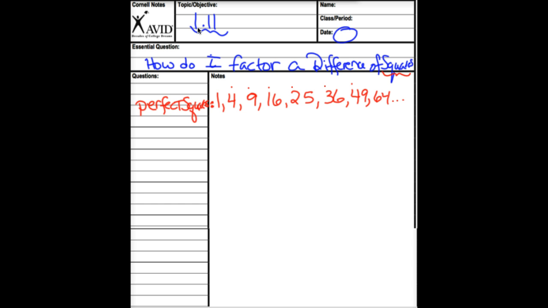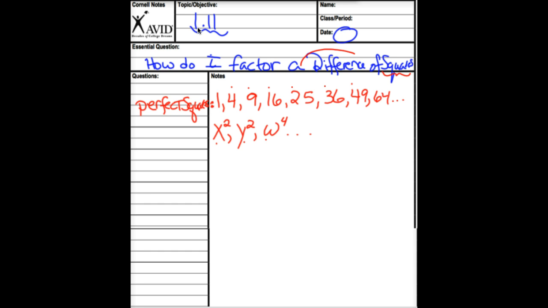Well, also in our perfect squares is any variable times itself. So like x squared is considered a perfect square. So is y squared. Any even power is actually considered a perfect square because this one I could do x times x, y times y. This one I could do w to the second times w to the second. So all of these, and I could go dot, dot, dot, are what we call perfect squares.